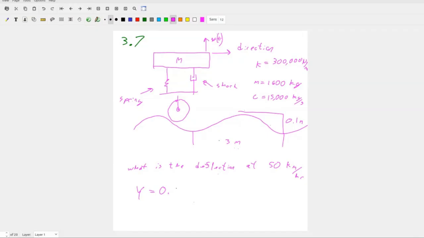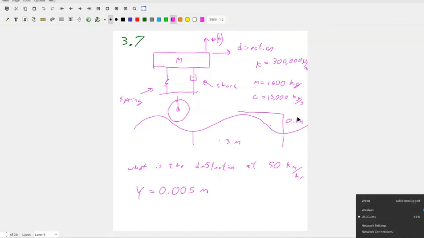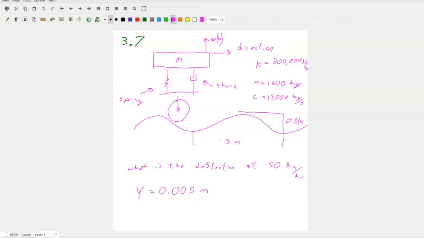So y, I don't know why I do it so big, y is equal to 0.005 meters. Is there an extra zero? No, because the height, oh wait, there's a missing zero here. Okay, so the height is 0.01, and I just split that in two because my y is measured from my center.